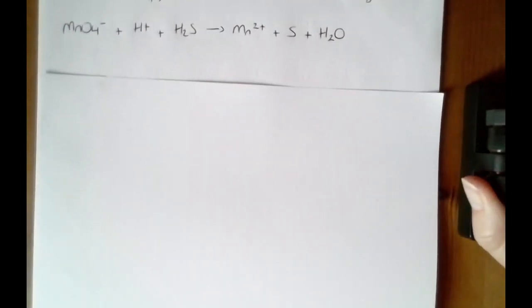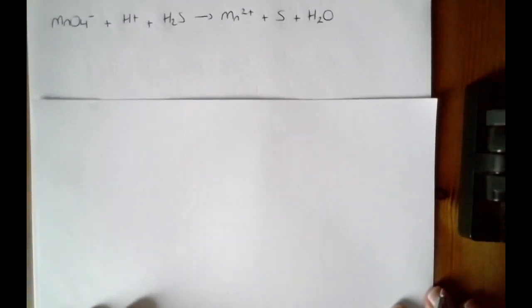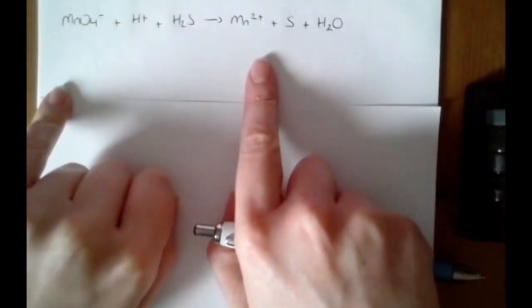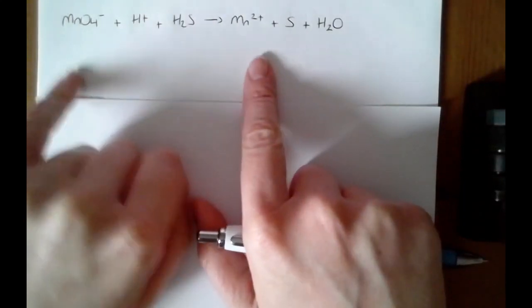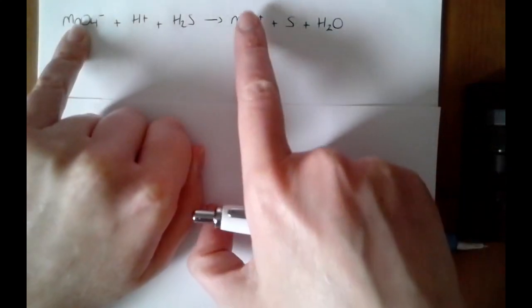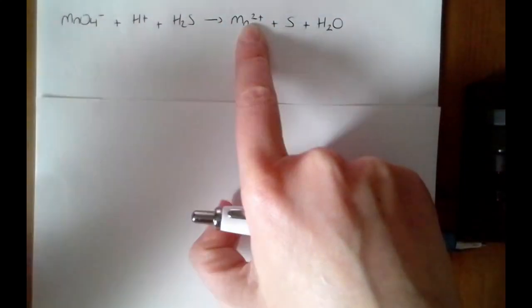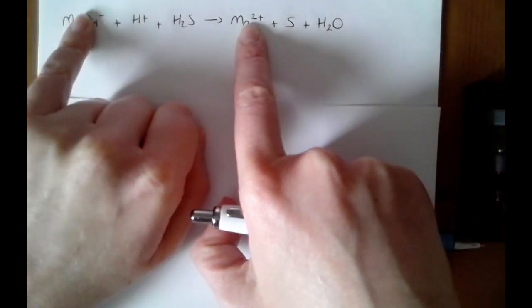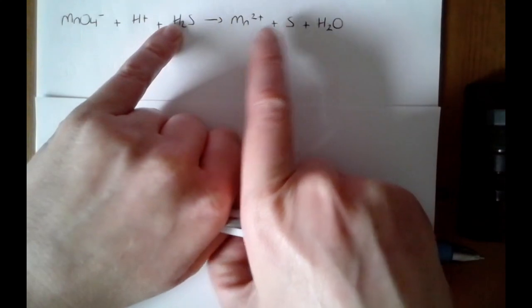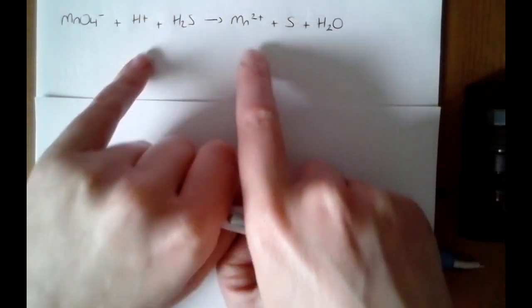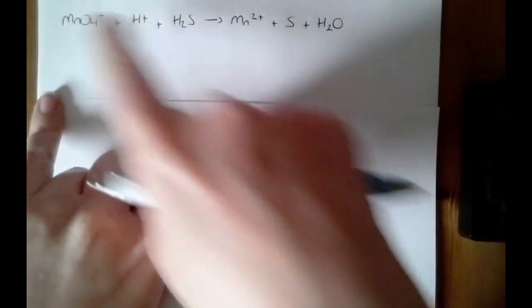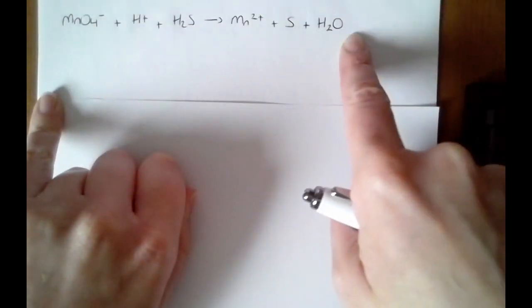I'll just do one more example of this. So again, you could take this equation apart and write 2 half equations. So the MnO4- would go to the Mn2+. You'd write 1 half equation there. Your other half equation would be H2S becoming sulfur. You'd write your 2 half equations, put them together, you'd get back to this full equation, but when doing so, you would end up with it balanced.